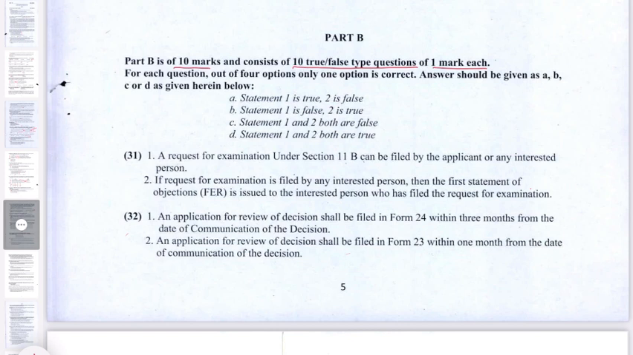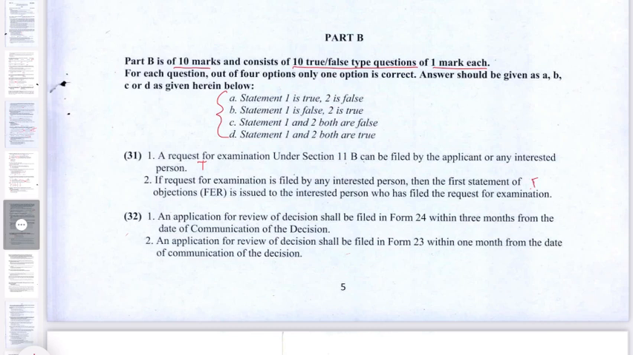A request for examination under section 11B can be filed by an applicant or any interested person. This is true. If request for examination is filed by an interested person, then the first statement of objections FER is issued to the interested person who has filed a request for examination. This is false. So the correct option is A. Statement 1 is true and 2 is false.